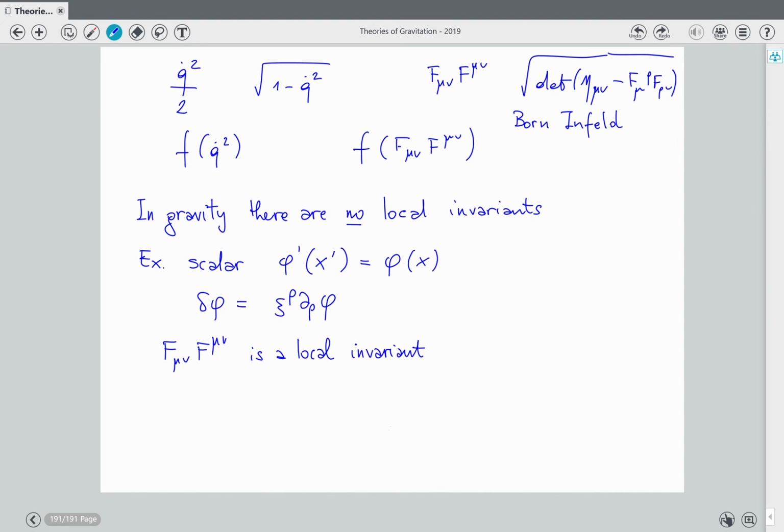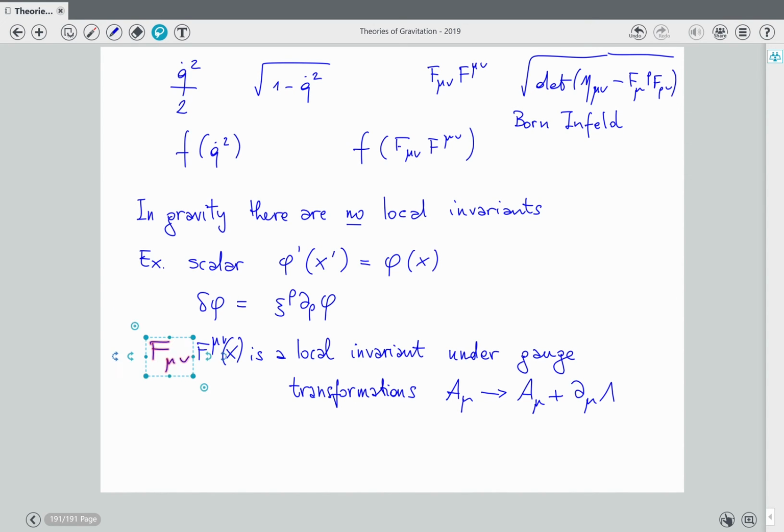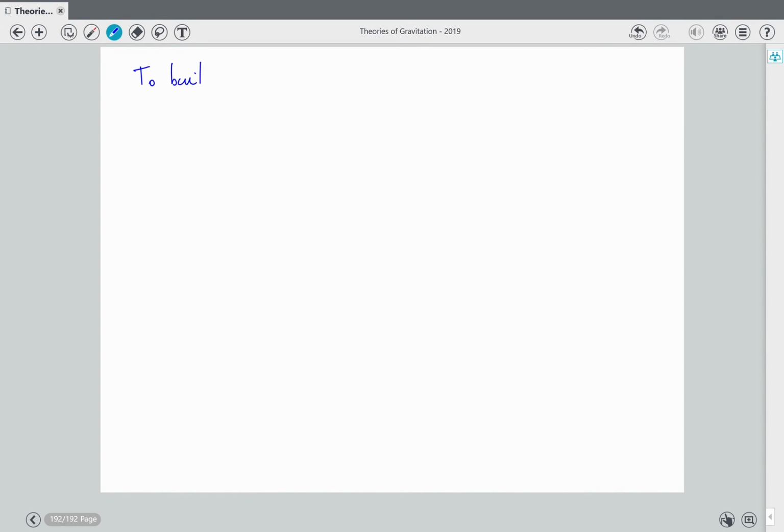And f mu instead is a local invariant under what? Not under diffeomorphisms, because it cannot be, but under gauge transformations. So that's why we say that there are no local invariants in gravity, which means with respect to the symmetries of gravity that are required, local symmetries of gravity. So this, in every x, is invariant under gauge transformations. But to build invariance in gravity, you need to integrate on the manifold. Like the Chern-Simons. That's the connection we anticipated yesterday.